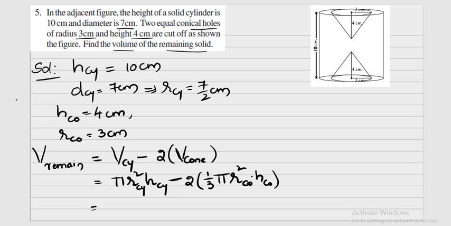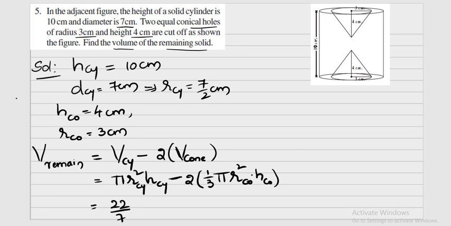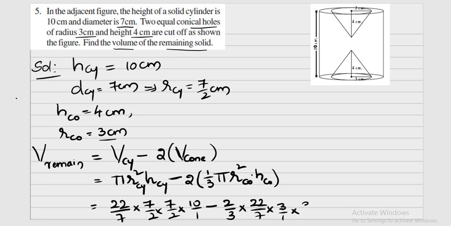Now when I substitute the values, what am I going to get? This is 22 by 7 into, what is the radius of the cylinder? The radius of the cylinder is given as 7 by 2. So this is 7 by 2 into 7 by 2 into the height of the cylinder, 10 by 1, minus 2 into 1 by 3, which I can write as 2 by 3, into pi value 22 by 7, into what is the radius of the cone? The radius of the cone is 3 centimeters. So 3 by 1 into 3 by 1 into, what is the height of the cone? The height of the cone is given as 4.